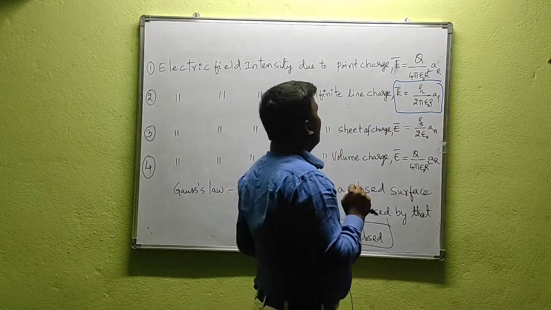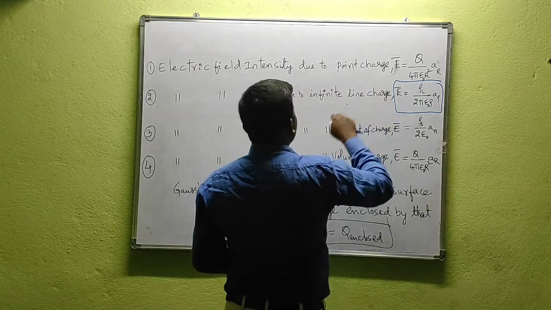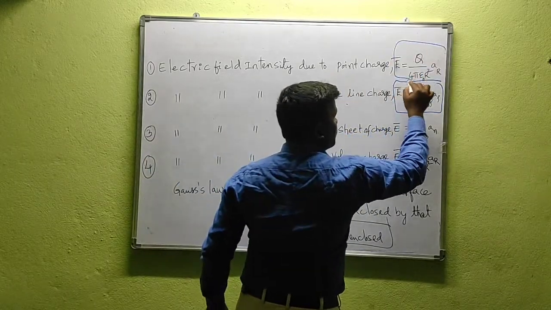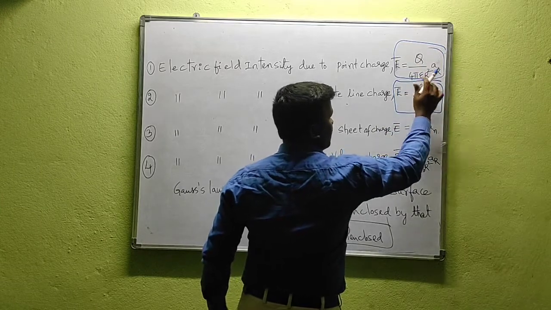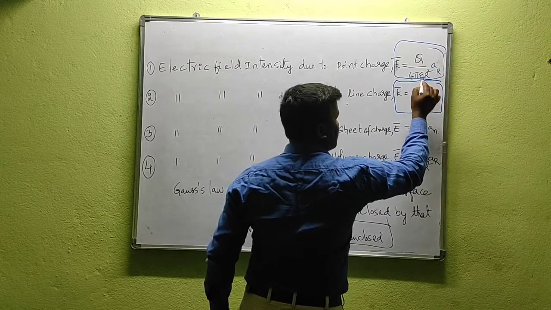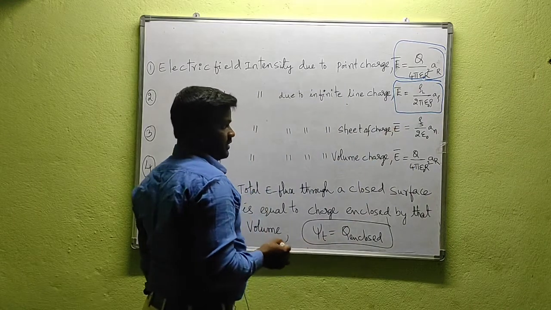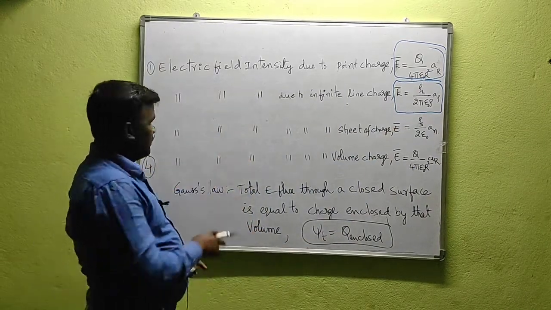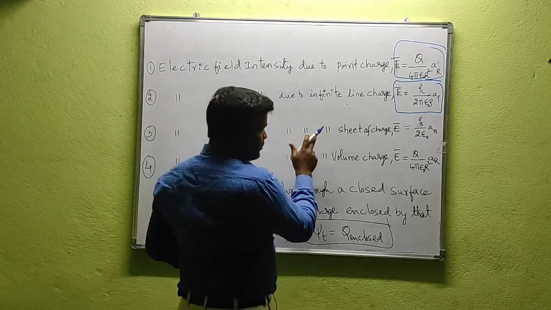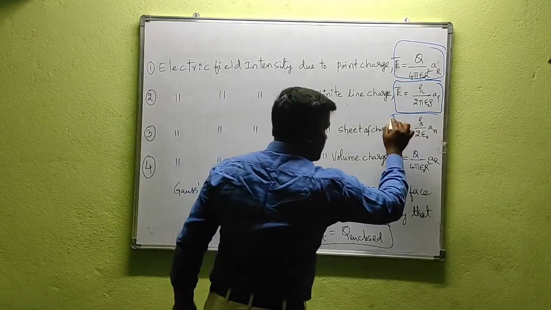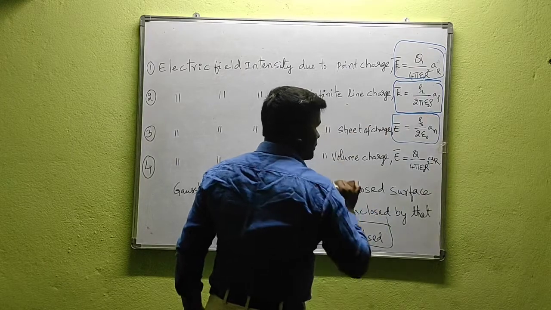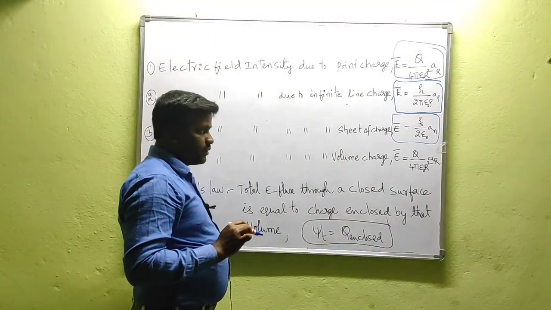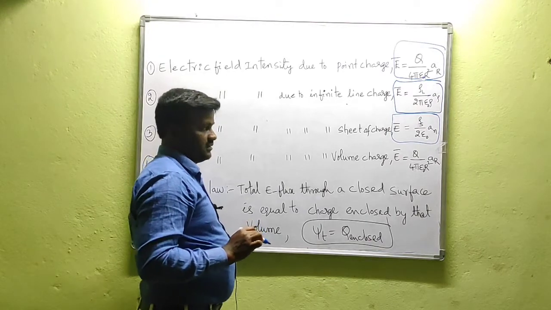Already we discussed that the electric field intensity due to a point charge is E equal to q by 4 pi epsilon r square AR, where we consider epsilon naught. And in the last video, we discussed that the electric field intensity due to an infinite sheet of charge is E equal to rho s by 2 epsilon naught AN.